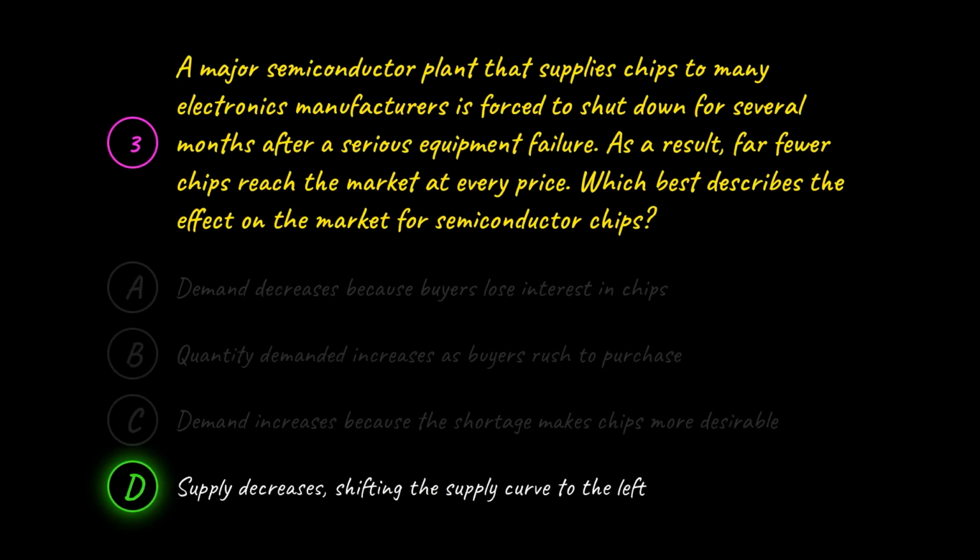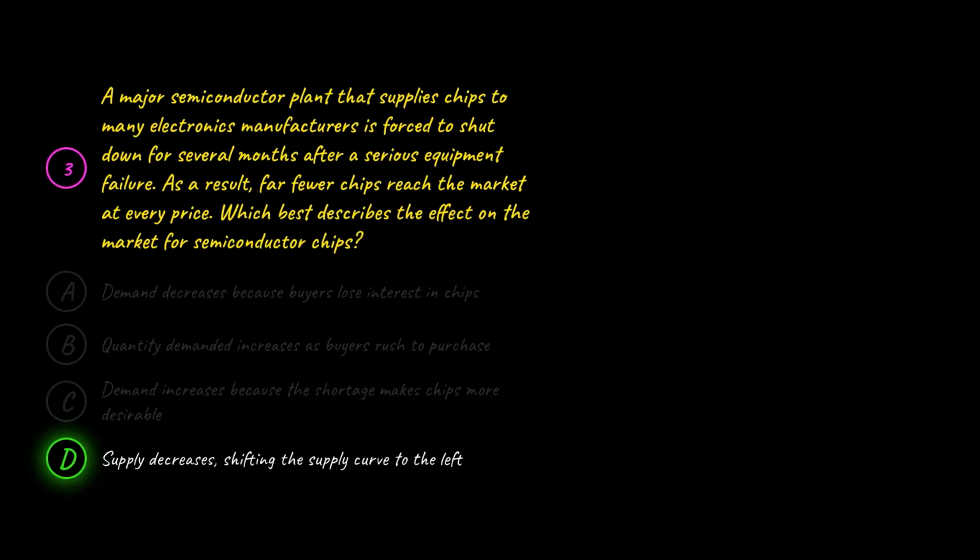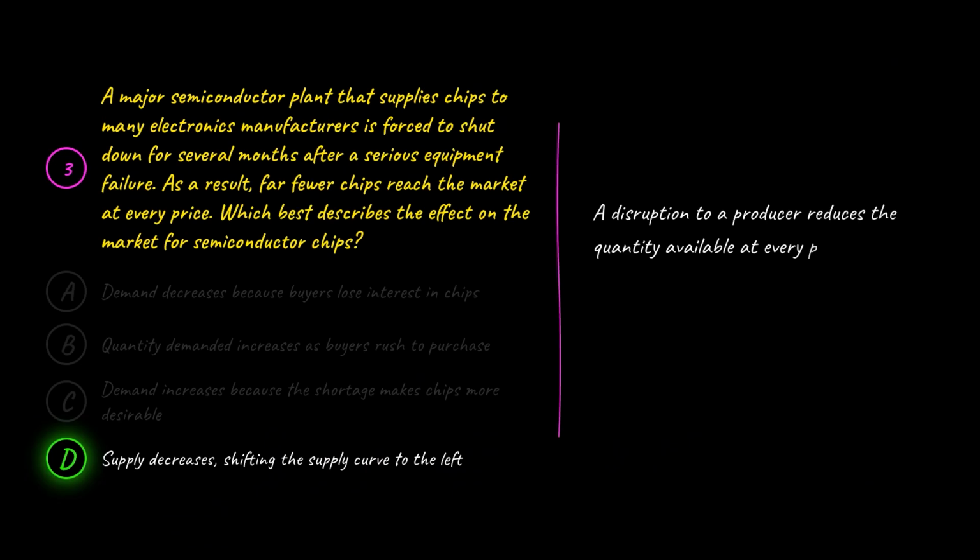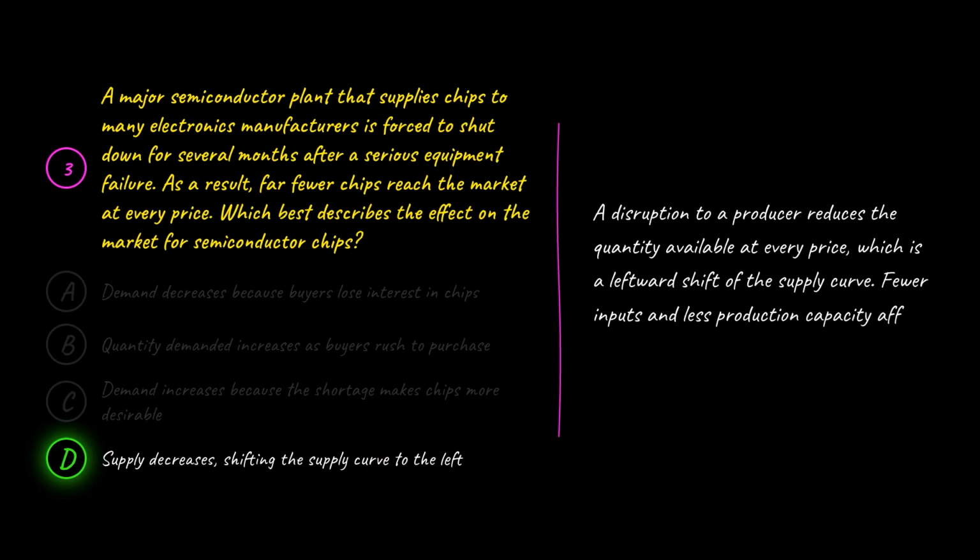The correct answer is D. Supply decreases, shifting the supply curve to the left. D is correct because a disruption to a producer reduces the quantity available at every price, which is a leftward shift of the supply curve. Fewer inputs and less production capacity affect sellers, so the correct concept is a decrease in supply.